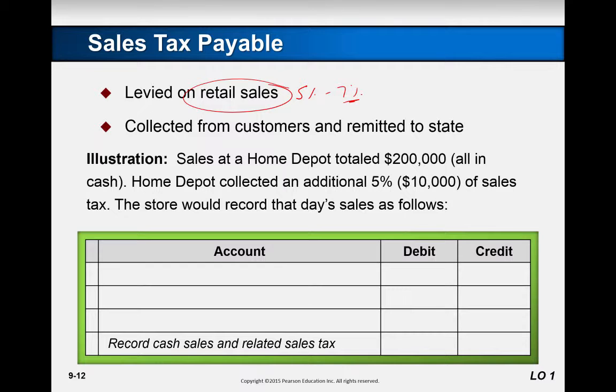And as you can tell, in certain areas in our state, it changes. And so basically, you have to collect this from the customer and then remit it to the state. So basically, you are a pass-through entity, because you have to collect it and then give it to the state.